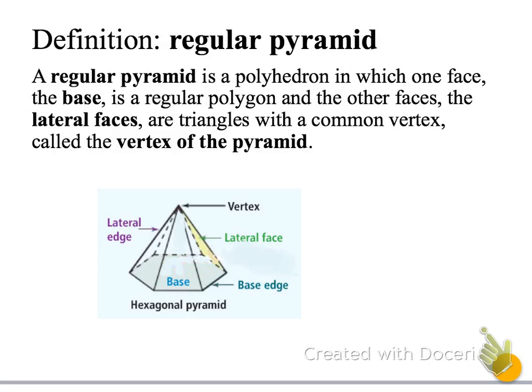Okay, now we have this regular pyramid. When I say regular, it means all the sides are the same. So this base, all of those sides are going to be the same. Our lateral faces are a little bit weird because we only have one base. So we have this pyramid, and it creates all of these lateral faces. The only thing that's different in this situation is that there's only one base. Okay, so a regular pyramid is a polyhedron in which one face, the base, is a regular polygon, so all sides are the same and all angles are the same, and the other faces, the lateral faces, are triangles with common vertex called the vertex of the pyramid.